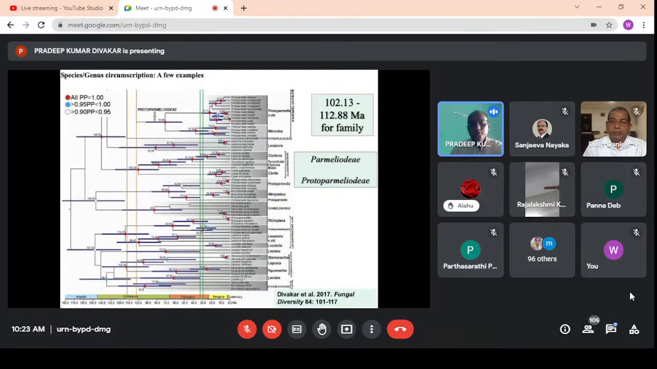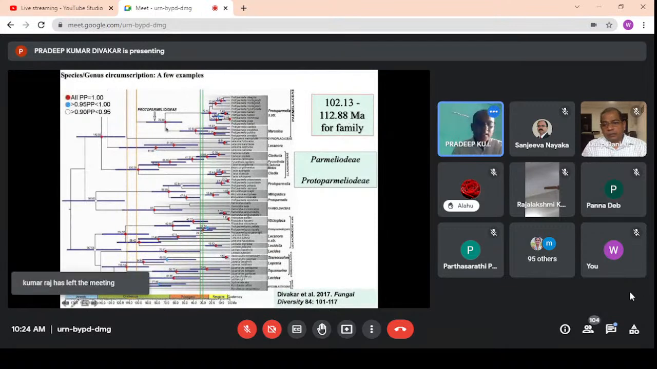And then we were also able to establish a threshold for the family segregation. In that case, the family segregation threshold fell between 100 to 112 million years ago. If the threshold were beyond the 112 million years ago, it means that it was not a family. So based on that, we described a subfamily to accommodate the Protoparmelia that were sister group to the rest of the Parmeliaceae, and was named Protoparmelioideae, and then the subfamily Parmelioideae. So today there are two subfamilies in Parmeliaceae, Parmelioideae and Protoparmelioideae.